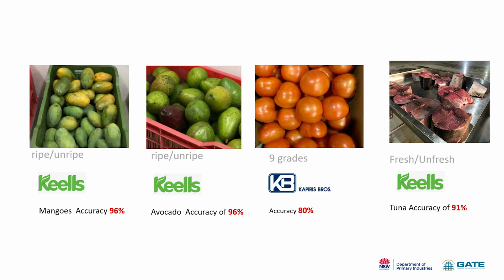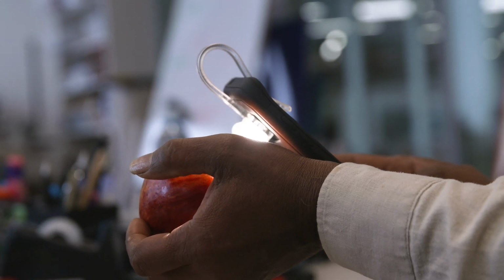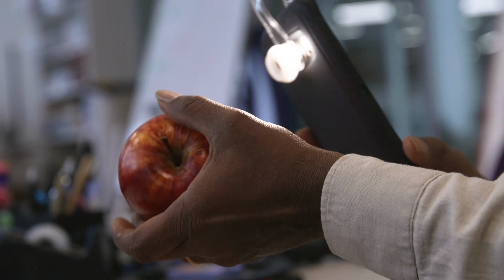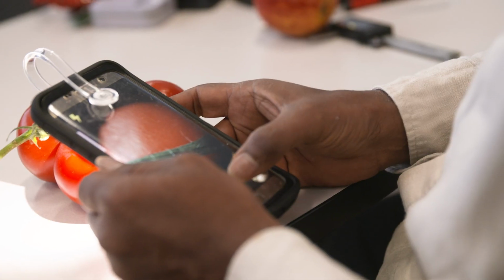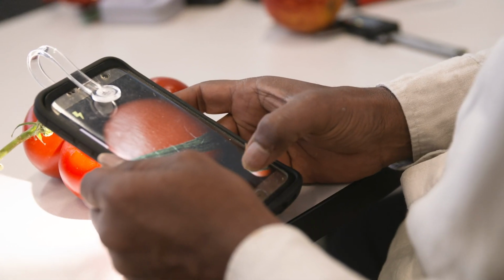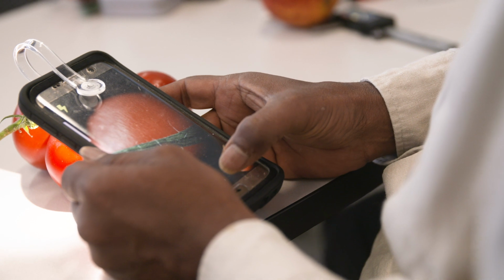These are examples from John Keel's supermarket chain in Sri Lanka, one of the largest chains there, and we can analyze ripeness accurately. We're also analyzing ripeness with Caprice Brothers in Australia to grade the tomatoes into 9 grades. We recently tested our app with the University of Florida to assess fungal diseases in tomato plants.